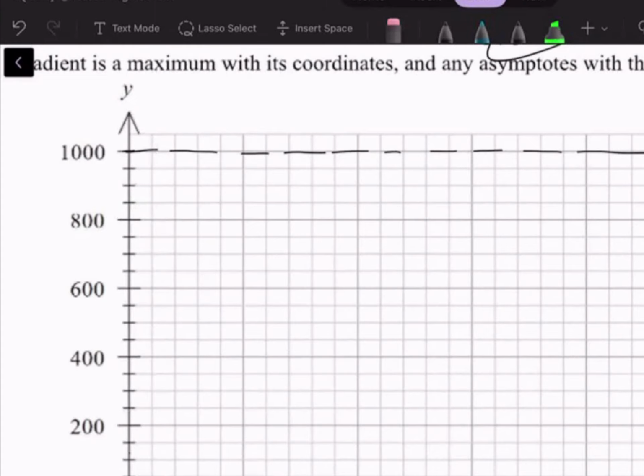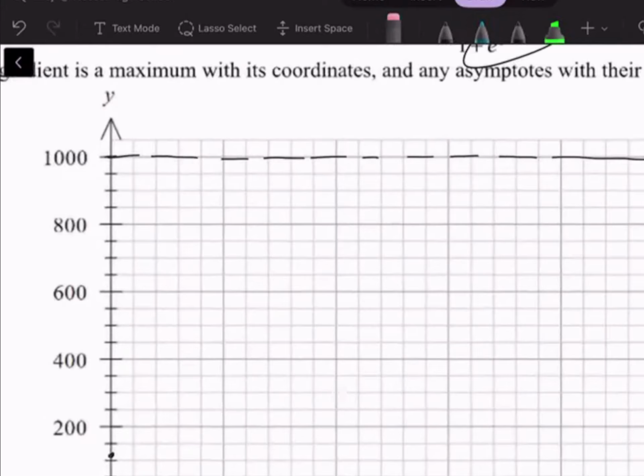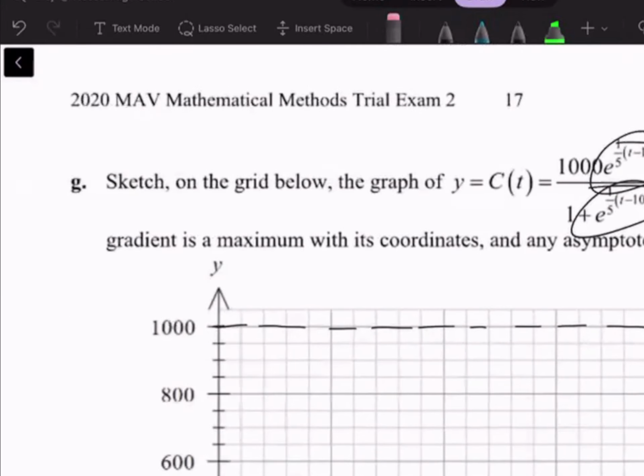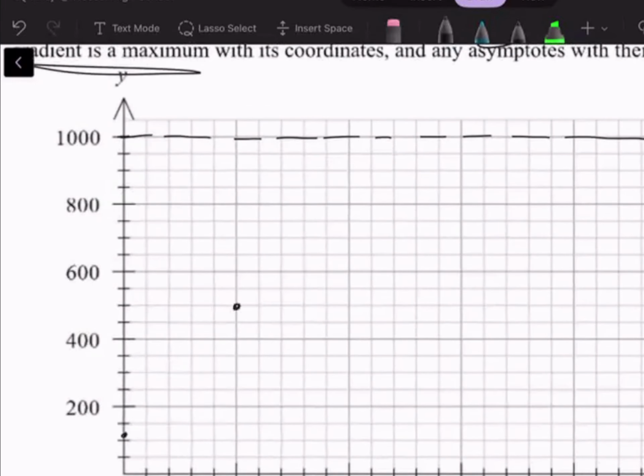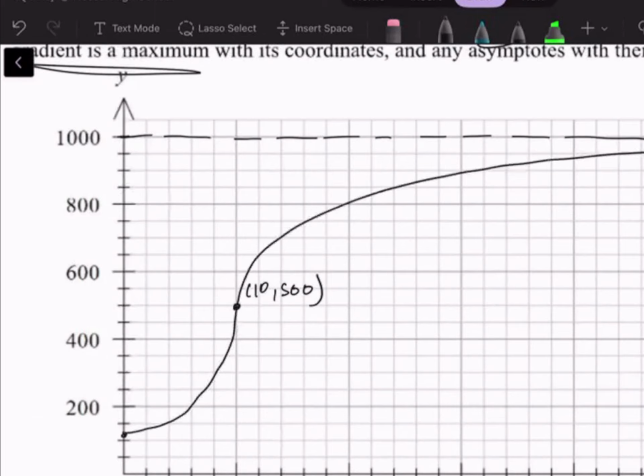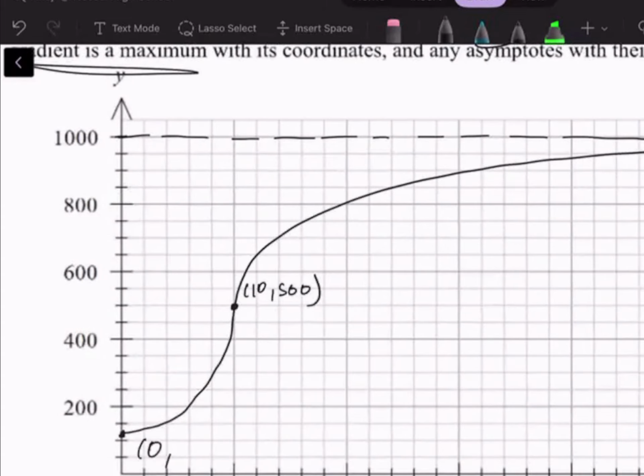So for the graph, it asks you specifically to graph the point where the gradient's a maximum. That would be at 10 and 500. So that would be this point right here. You can base the rest of your graph around that point. Just make sure it actually looks like the maximum gradient is there. It doesn't ask you to write what the endpoint is, but if you want to know where to start your graph, you can guesstimate how much that is.